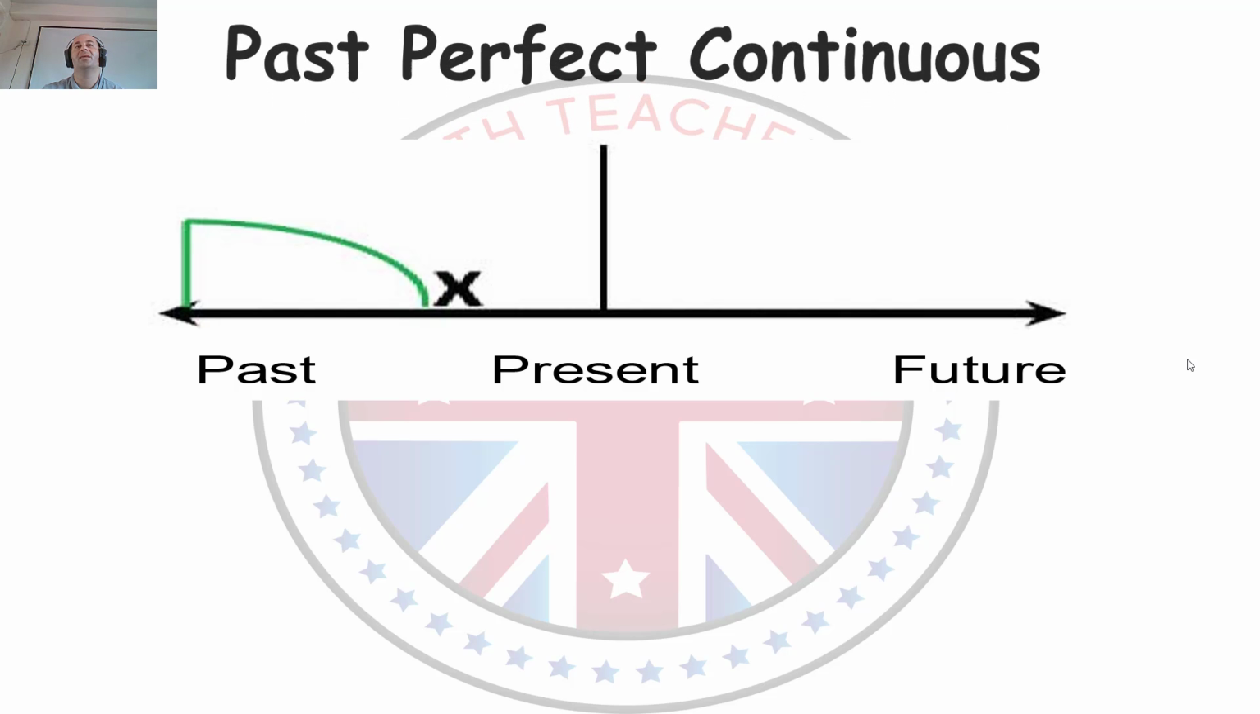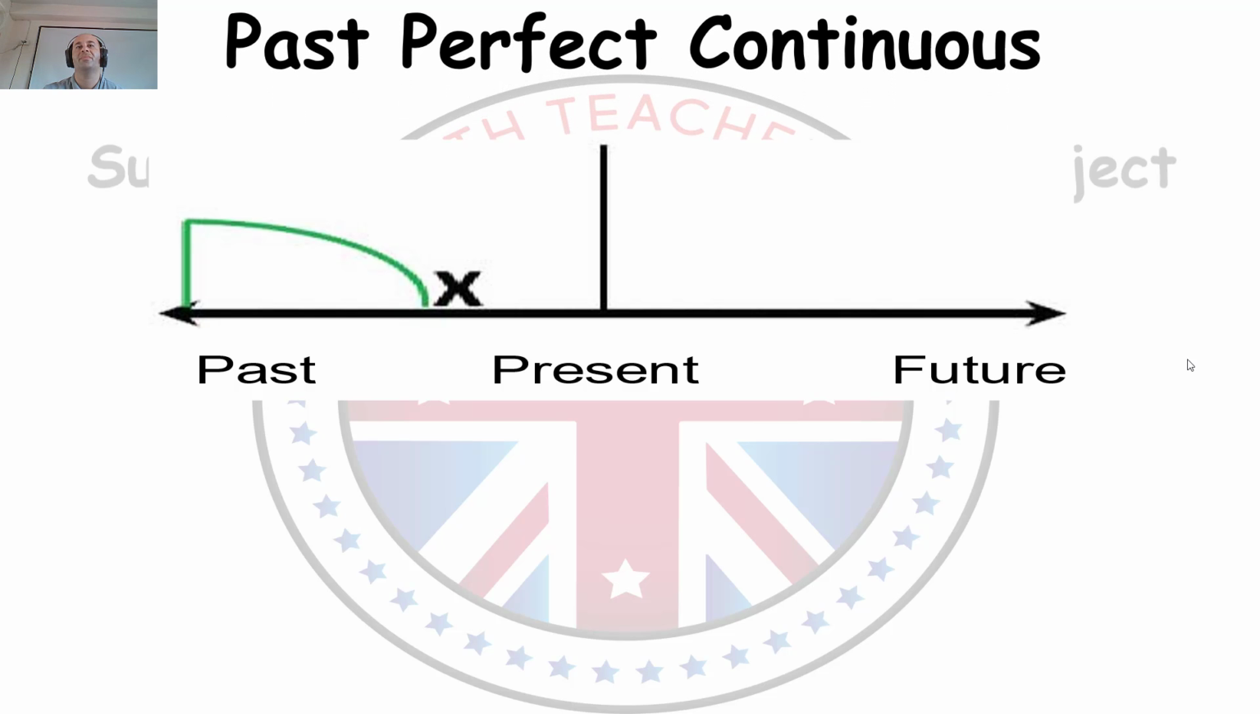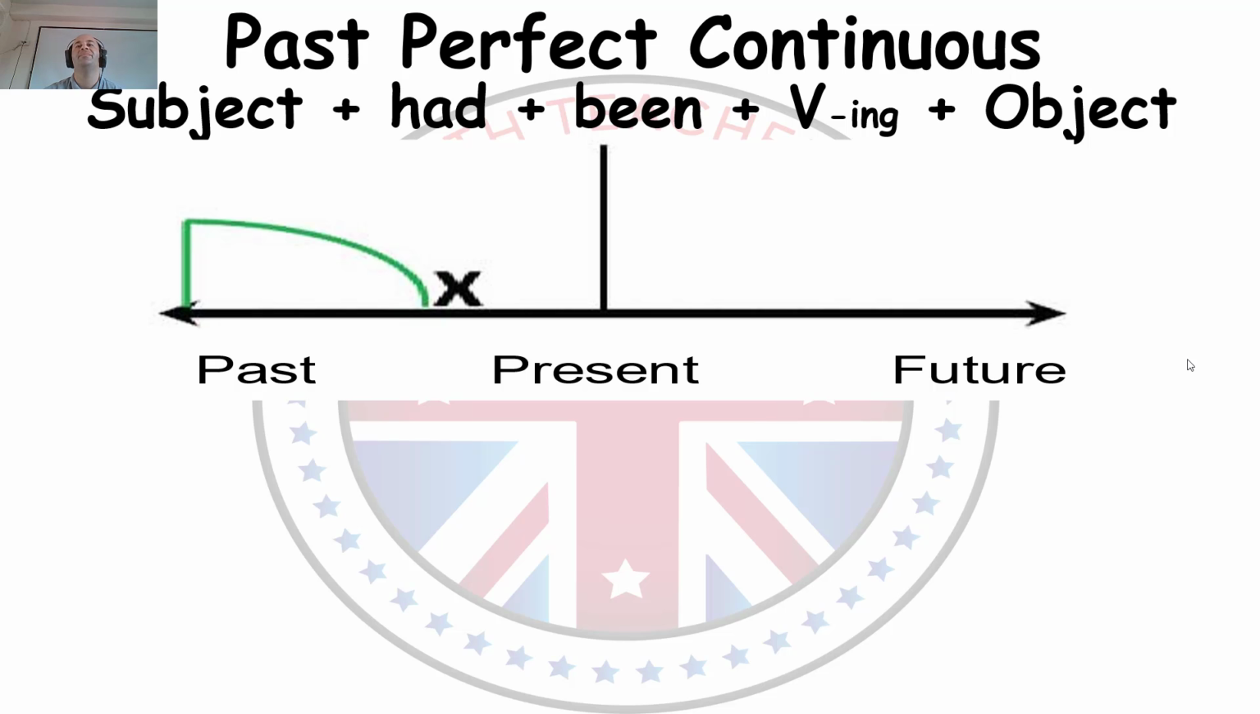Let's move on. Past perfect continuous. Subject, had, been, verb-ing, and an object. Our events are taking place only in the past, for a period of time, continuous.